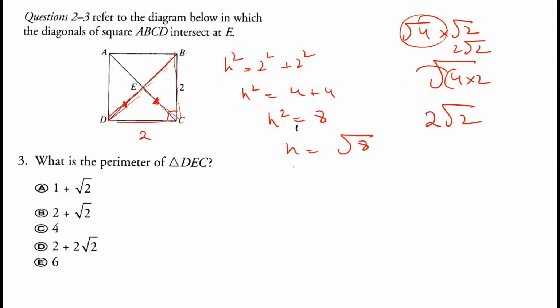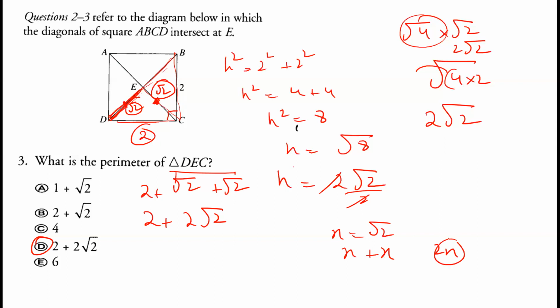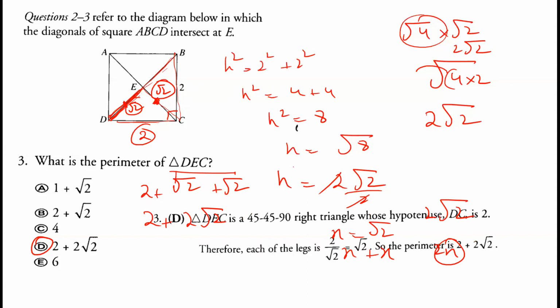Now this side is half of the diagonal. The diagonal is 2 under root 2, so this side would be under root 2, because divide by 2, the 2s cancel. And this side will also be under root 2. So the perimeter would be 2 plus under root 2 plus under root 2, that is 2 plus 2 under root 2. Now why can we write under root 2 plus under root 2 as 2 under root 2? Let's suppose x equals under root 2. So x plus x equals 2x, and what's your x? Under root 2. So 2 under root 2. So option D is correct.